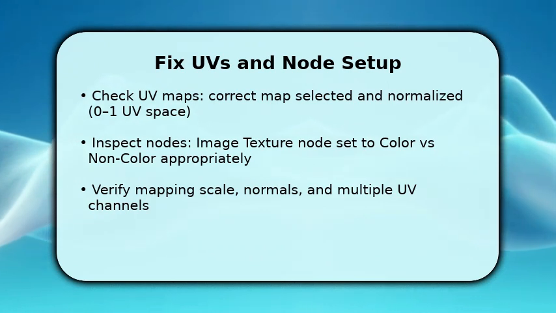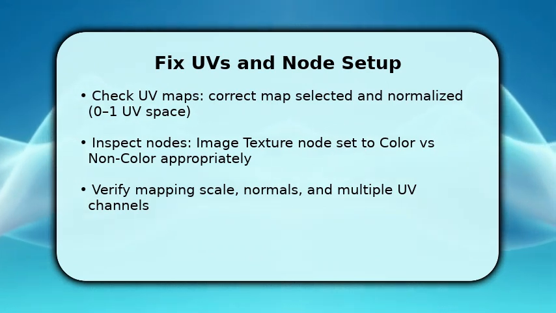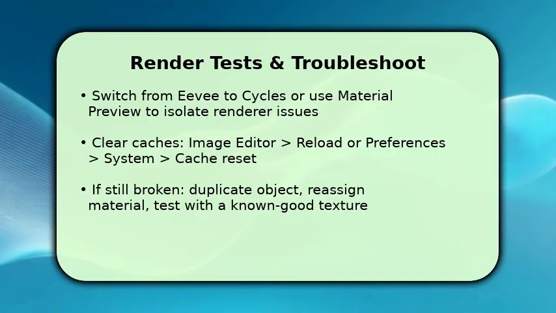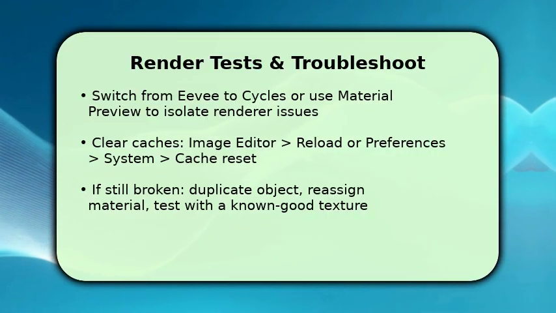Finally, you validate textures by rendering and isolating problems. Render a quick frame in your target engine. Sometimes Eevee and Cycles show different results, so switch to confirm. Reload images and clear any GPU caches from preferences to remove stale data.